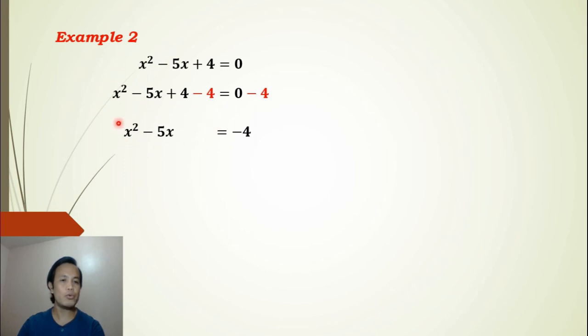To make this a perfect square trinomial, we need to find 1/2 of 5, which is 5 over 2, and the square of 5 over 2. The square of 5 over 2 is 25 over 4. Of course, we need to add to this side of the equation 25 over 4. And since we added here 25 over 4, we will also add 25 over 4 at the right side of the equation.